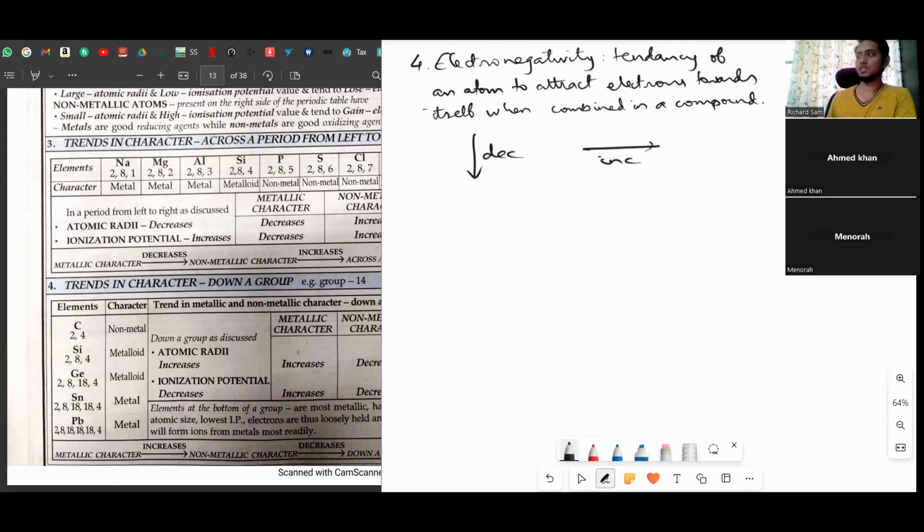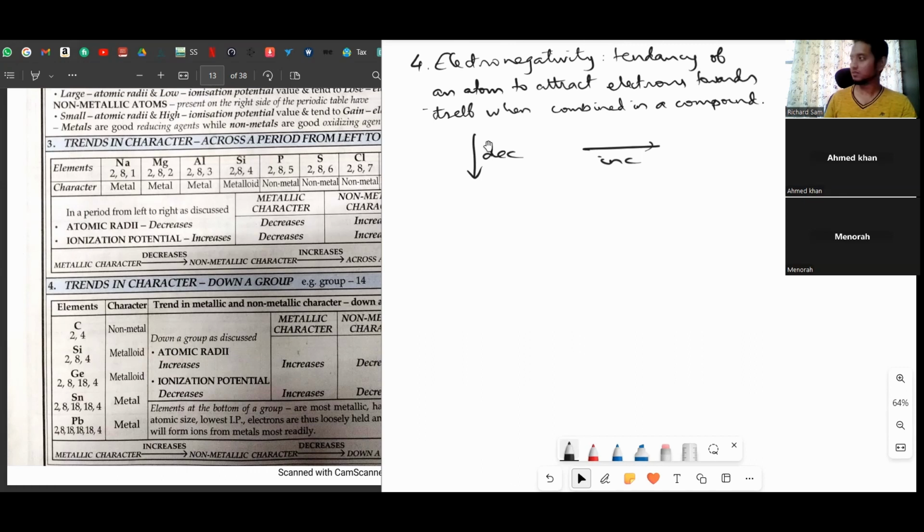How will you remember this? You just have to remember that to the right and down are opposites of each other. And go to the last page, where all the trends are written together, and see which trends are similar. Page number 14, you have the table. You see atomic size and metallic character have the same trend.